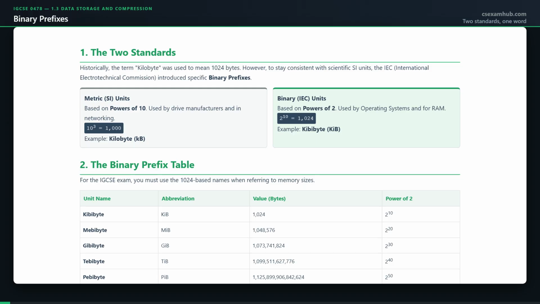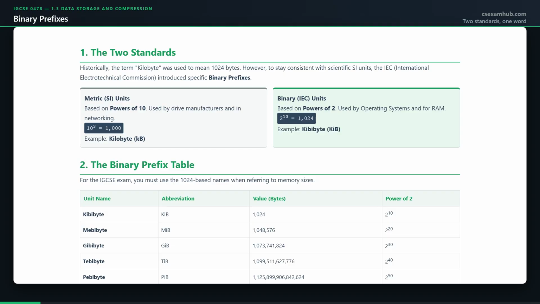There are two systems for naming quantities of data, and the confusion between them is genuine rather than something invented for exams. The decimal system uses powers of 10. A kilobyte is 1,000 bytes, a megabyte is a million, a gigabyte is a billion. That matches the metric prefixes used everywhere else in science. Kilo has meant 1,000 for 2 centuries.